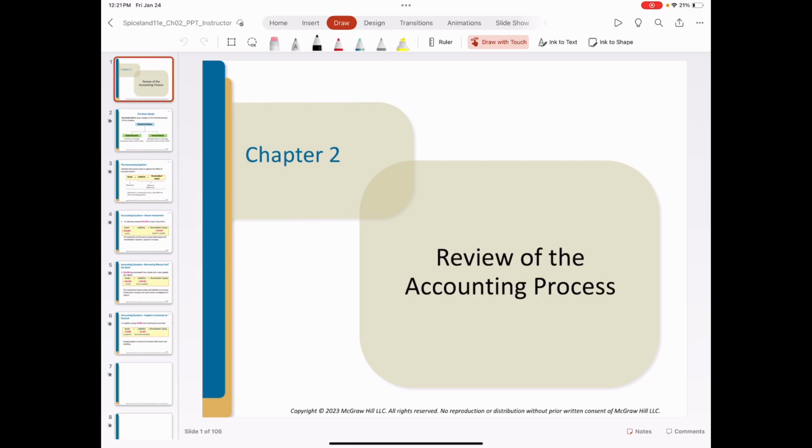Chapter 2, Review of Accounting Process. In Chapter 1, we learned that the product of financial accounting is financial statements. In this chapter, I will introduce how to prepare financial statements, including the income statement, statement of stockholders' equity, balance sheet, and statement of cash flows.